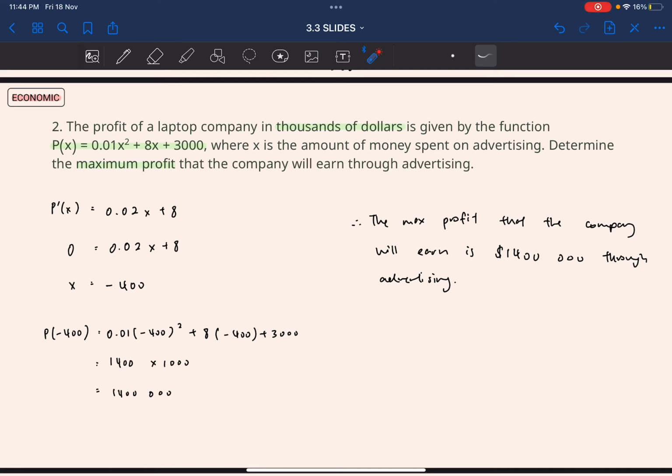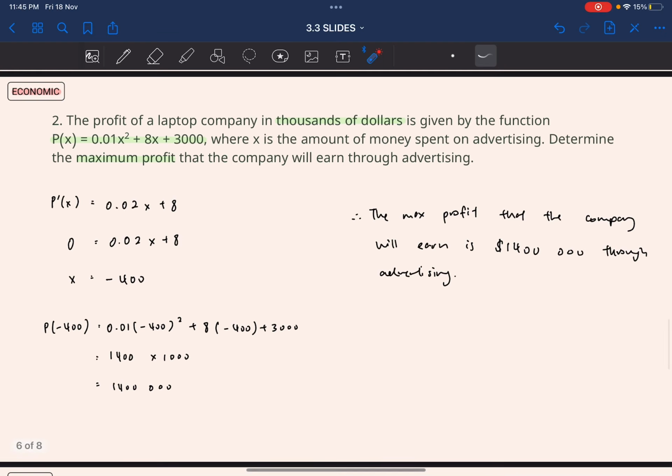The profit of a laptop company in thousands of dollars is given by the function p(x) = 0.01x squared plus 8x plus 3,000, where x is the amount of money spent on advertising. Determine the maximum profit that the company will earn through advertising. It is very important when you see these types of questions to note that it says here in thousands of dollars. So I'll tell you why later.